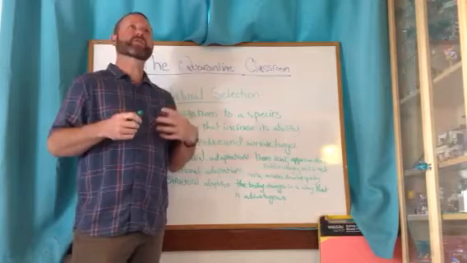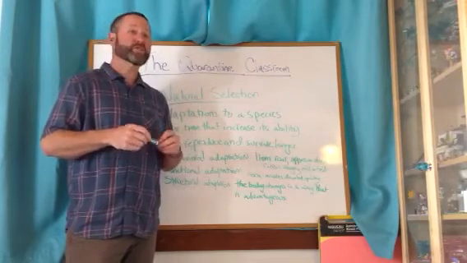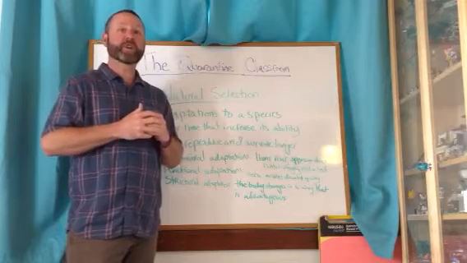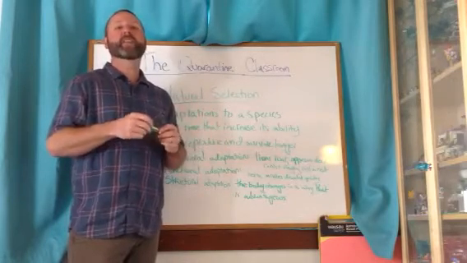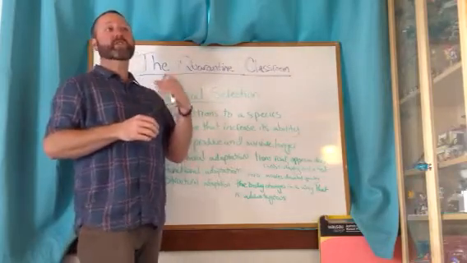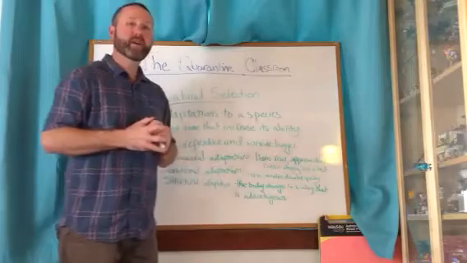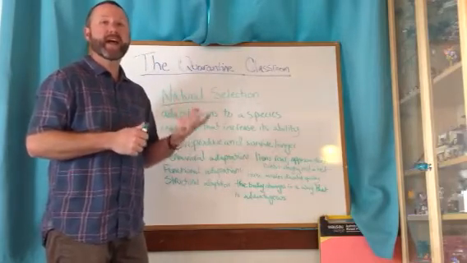So a variation just means it's different from its parent through mutation, which is why we learned about mutation first, right? We learn about mutation, and then we learn that mutation causes variation. Now, the variations that give advantages, that help the species, will become an adaptation.